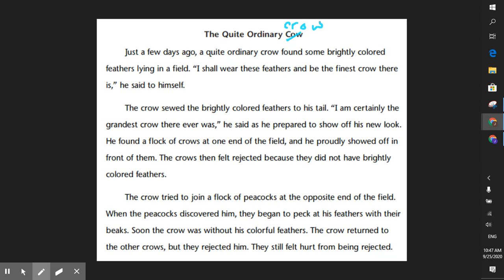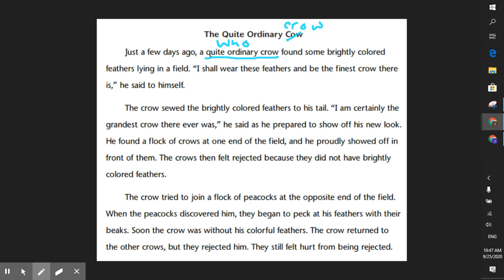Okay, now we're going to annotate. Normally, you would annotate along on your piece of paper, but since you're at home and don't have this printed off, you're just going to watch and listen. First, who is this text about? This text is about the crow, so I'm going to underline a quite ordinary crow, and I'm going to write who above it. This is telling me who it's about. He is my character because it answers the question, who?